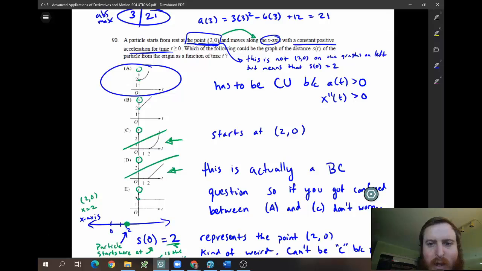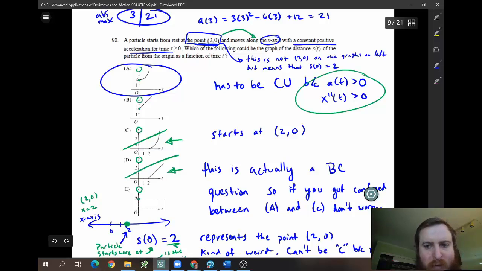Now, the second thing it tells us is that it has constant positive acceleration. Well, acceleration matches with x double prime of t, right, which is concavity. So it needs to be concave up. So that's choice A.